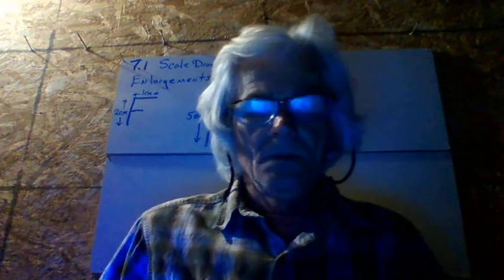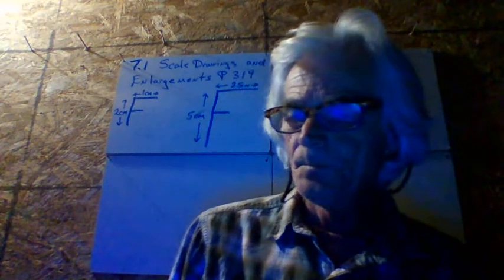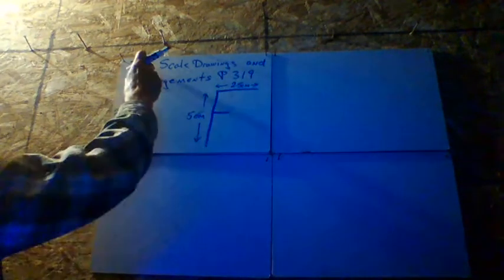So today we're going to start something new. First of all, what we're going to be finding out about is something called scale factor. What I'm looking at first is out of section 7.1, scale drawings and enlargements, off of page 319. So you might want to have a look at page 319 at this point.